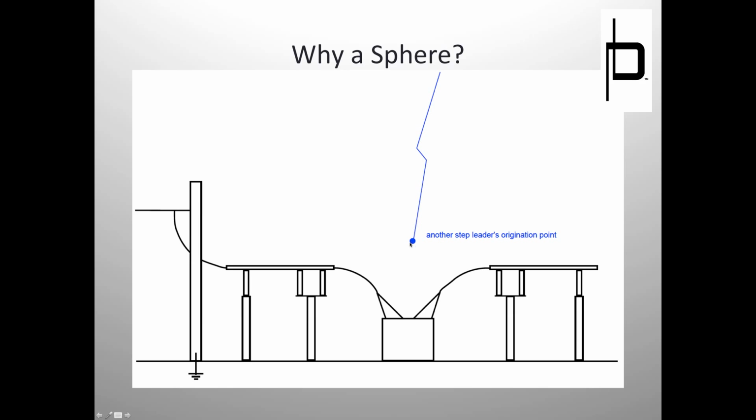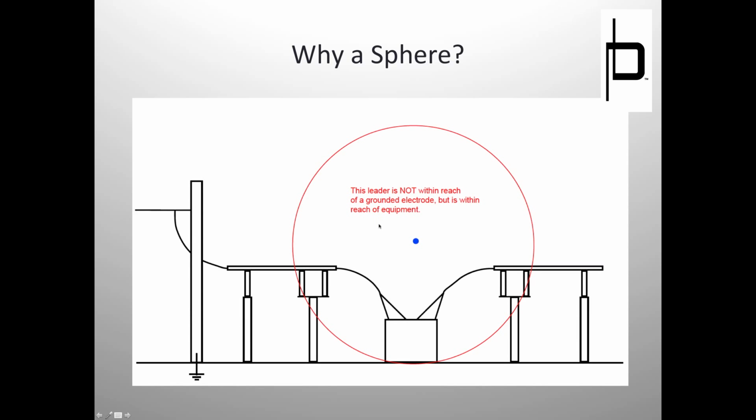Here's another step leader. The origination point of this last step leader is somewhere here. Now, if you'll notice, this step leader can't reach this grounded electrode. Rather, it can reach all your equipment. Now, that means all this equipment is subject to a lightning strike. We don't know if it's going to get struck. Again, we don't know if it's going to strike some grounded part or the equipment. But it's not a grounded electrode. It's not a shield wire or a mast, which we again said is most attractive to it. So, that being said, this step leader is dangerous. Right?